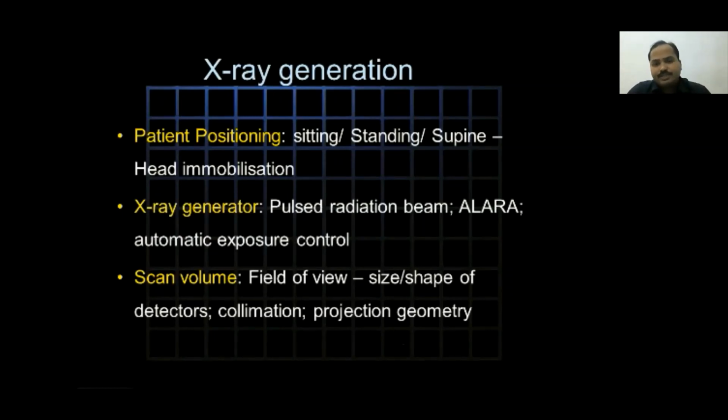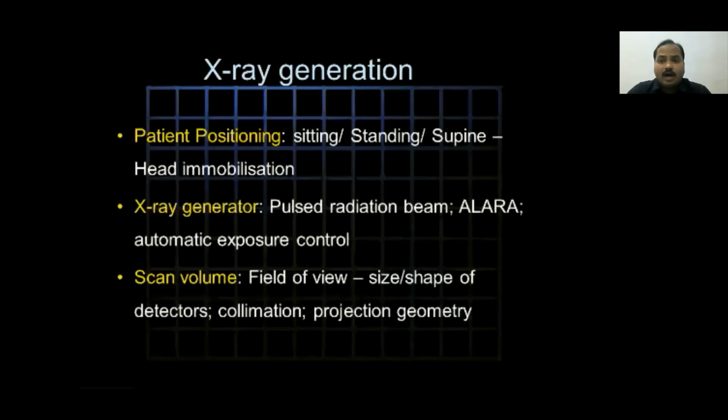Then the X-ray generation will also have a factor of scan volume. How much volume of the scan we want to scan, volume of the tissues. So it will certainly need the field of view. That means how much area we want to scan. We want the FOV or the field of view. It will depend upon the size or shape of the detectors, how much we can scan. The detectors should be present in that size and shape.